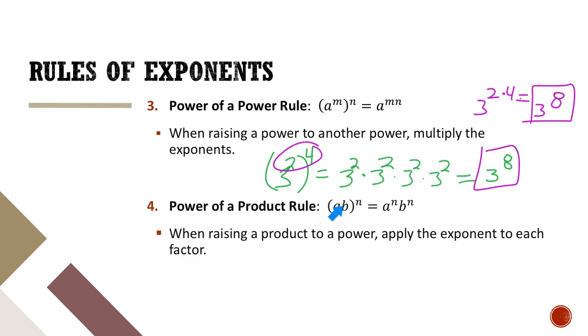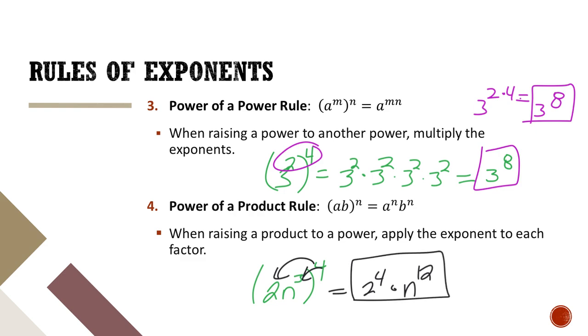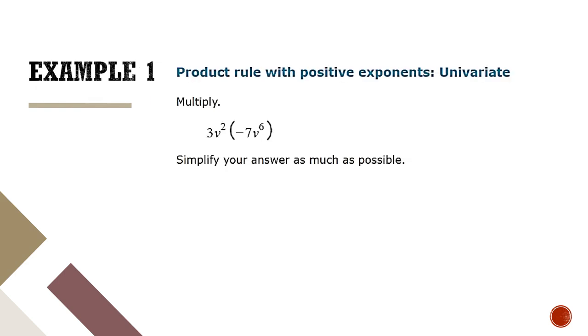Now if I have something like a times b inside of parentheses with the n, it distributes to both. For instance, if I have 2 times n to the 3rd, and I put it to the 4th power, this goes to the 2, so it's 2 to the 4th, as well as to the n, so this would be n to the 3 times 4, which is n to the 12th. So that would be my answer here. And you can indeed simplify 2 to the 4th as 2 times 2 times 2 times 2, which is 16. So let's go ahead and simplify some exponents and things.